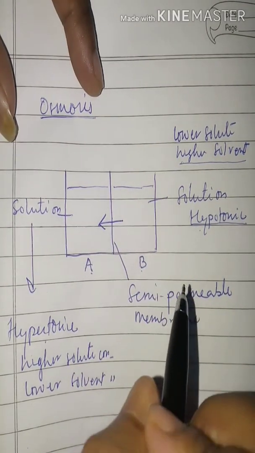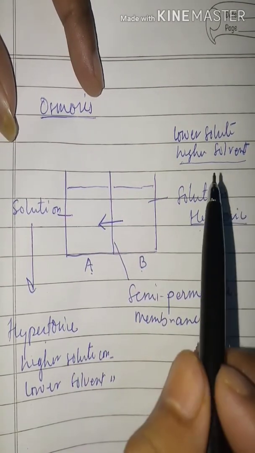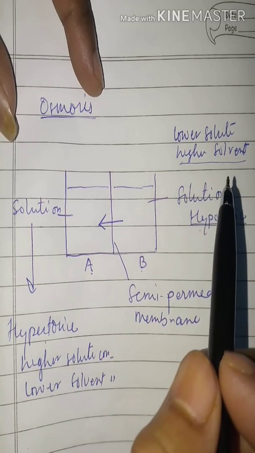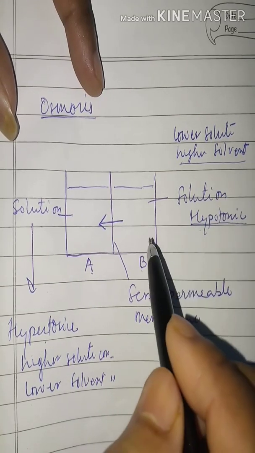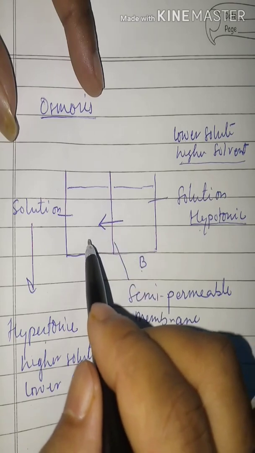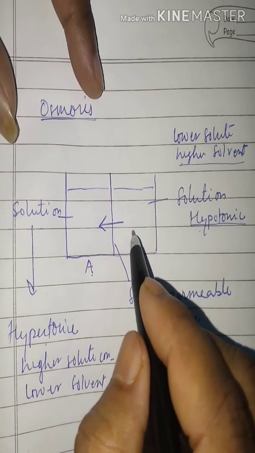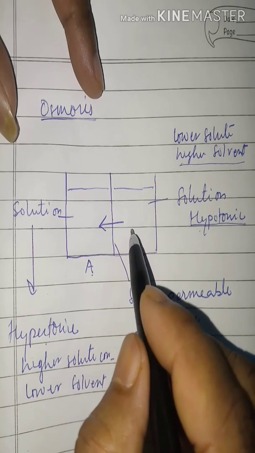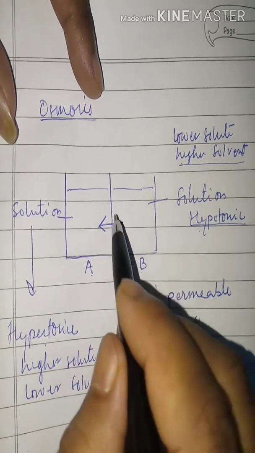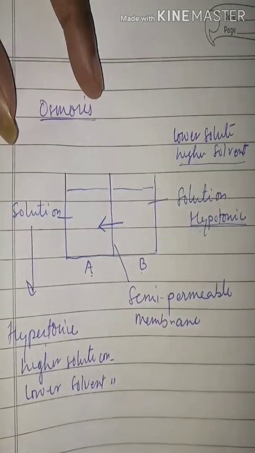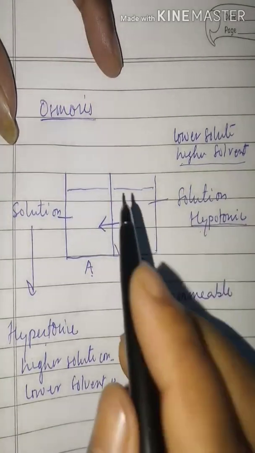So this is known as osmosis, especially the solvent moving from its higher concentration to the lower concentration, across the concentration gradient through a semi-permeable membrane.